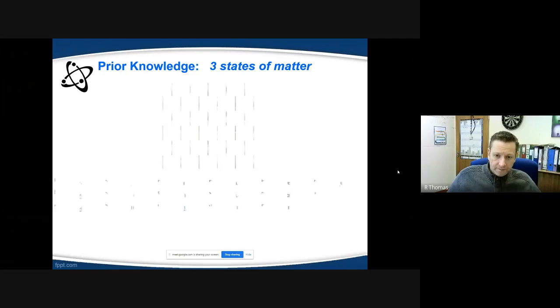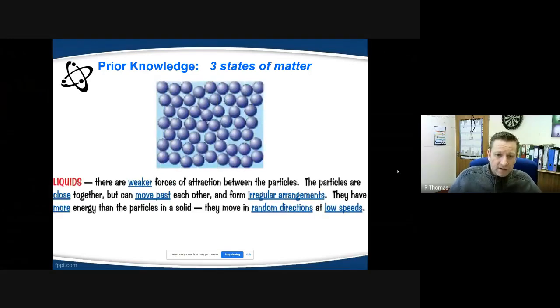So that's a solid. A liquid, weaker forces of attraction between the particles. They are close together, but they can move past each other, which is why they are fluid and take the shape of the container they are in, okay? They have more energy than the particles in a solid, and they move in random directions, which again allows them to take the shape of the container they're in, but they move at low speeds, okay? So that's a liquid, so slightly less ordered than a solid.